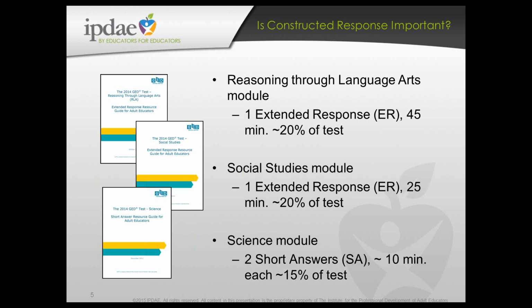When it comes to the extended response in social studies, they get 25 minutes to do this. One of the big questions that's been coming up, and one that GED Testing Service has been dealing with quite a bit recently, is that with 45 minutes for RLA and 25 for social studies, is that enough time for students to actually do what they're supposed to do? The reality is that it's more than enough time, and sadly, students are not taking all of that time.